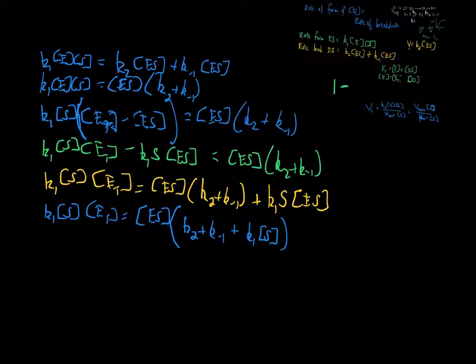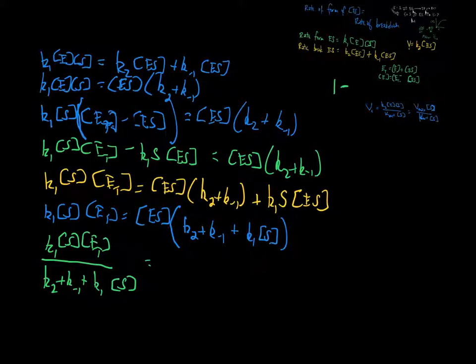So to get ES all by itself, what do we need to do? You divide by that, okay? So therefore, we get K1 times S times ET divided by K2 plus K minus 1 plus K1 S. I told you it's not pretty. Okay, and that is equal to ES.